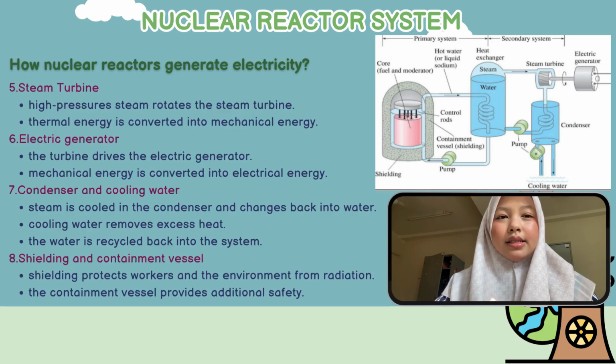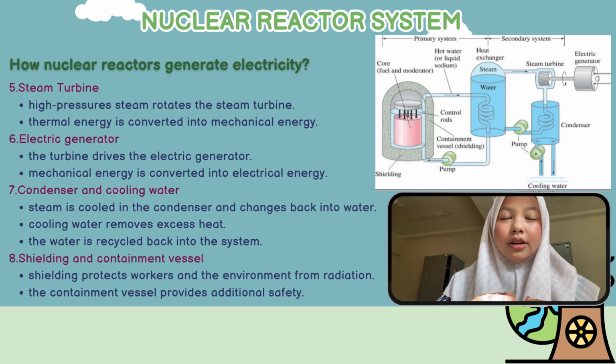After that, the steam is cooled in a condenser and changed back into water. At the same time, cooling water removes excess heat. Then, the water is recycled back into the system. Finally, shielding and the containment vessel protect workers and the environment from radiation. In addition, the containment vessel provides additional safety.